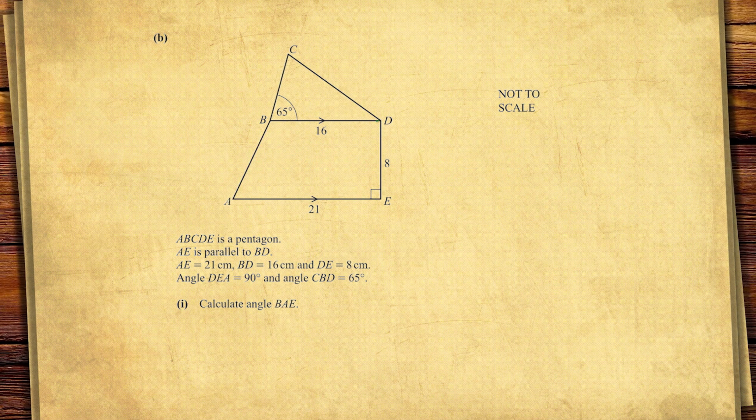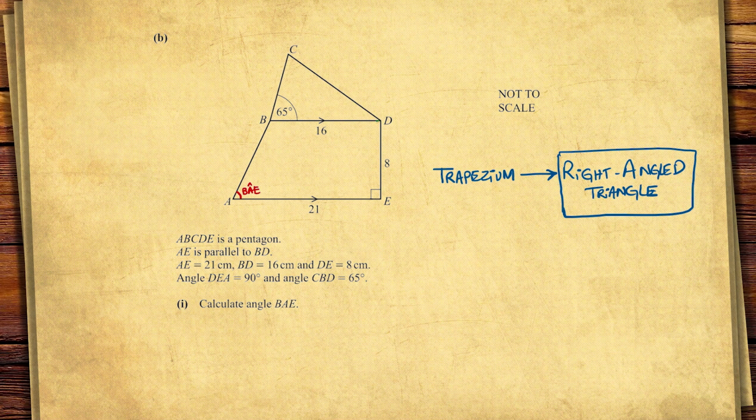Now the question says calculate angle BAE, which means that the angle is at A and it is between B and E. This is angle BAE and we have to calculate this. Now to calculate this angle, from this trapezium we have to make a right angled triangle so that we can apply the trigonometric ratios sine, cos and tan. Now let's see how to do that.